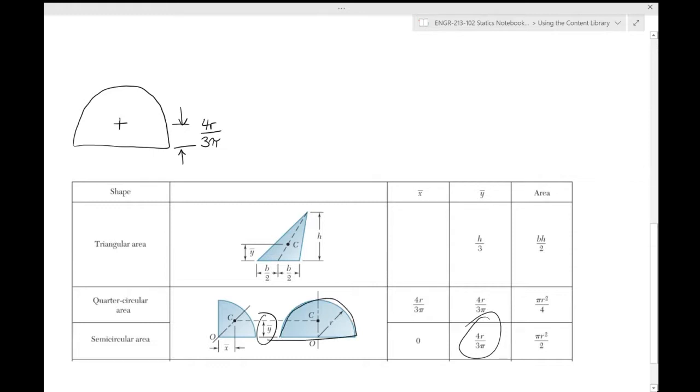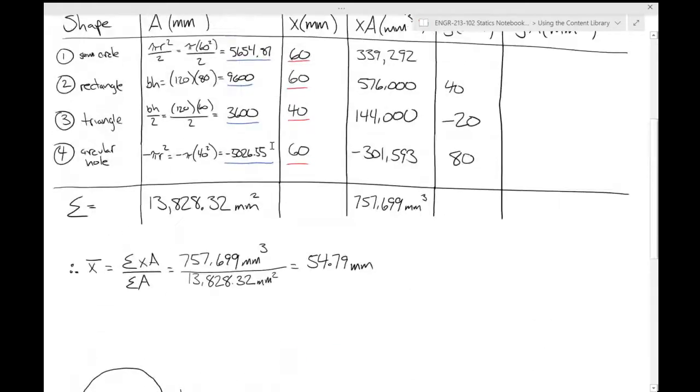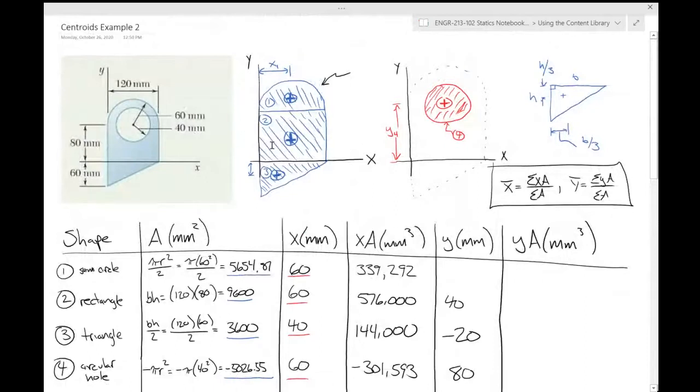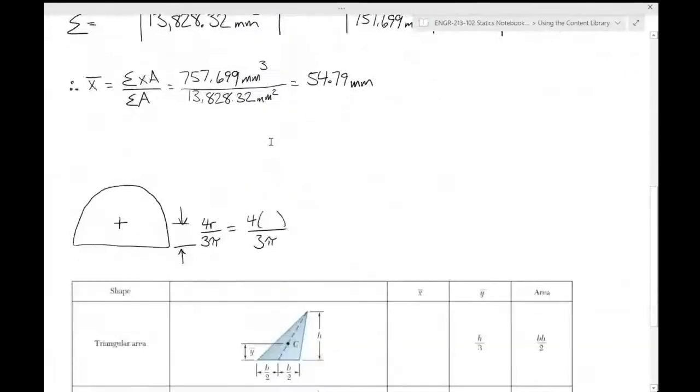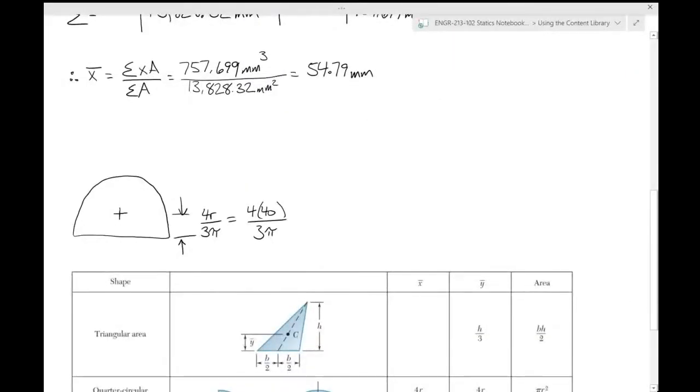Here's our shape, and we're talking about how far it is from the bottom to the centroid, and that's how it's expressed. Now, here's the problem. Let's compute 4r over 3 pi. What was r? R is 40 millimeters for this hole. So 4 times 40 over 3 pi.